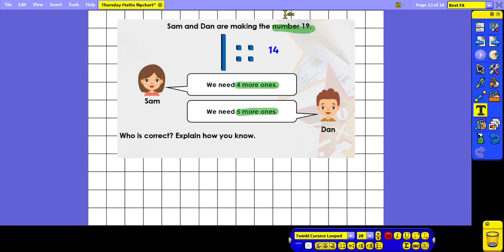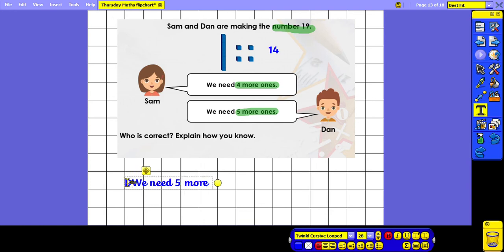But we are making the number 19. So how many more 1s do we need to get from 14 to 19? We can do this in our heads. If we put 14 in our head and then count on and see how many we need to add to get to 19. So 15, 16, 17, 18, 19. So that's 5 more that we need. So we need 5 more 1s, which means that Dan is correct. We need 5 more.